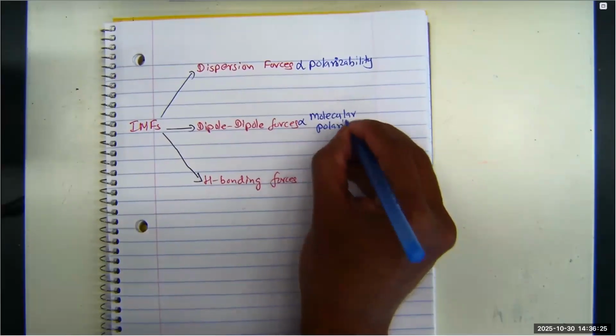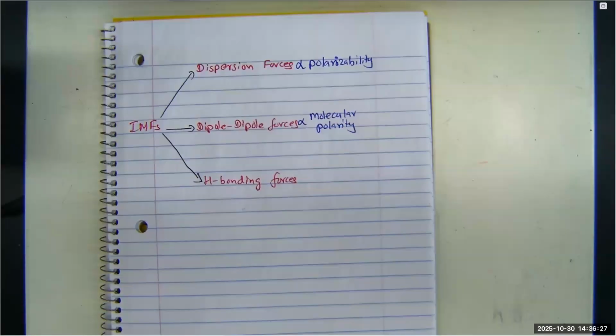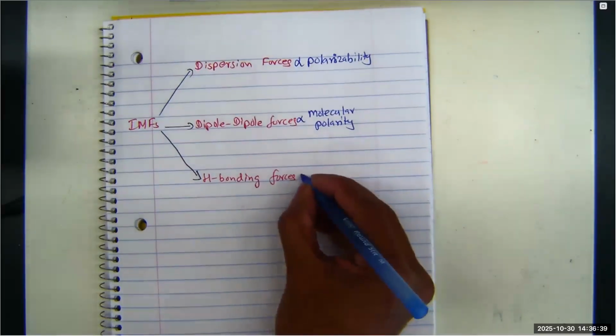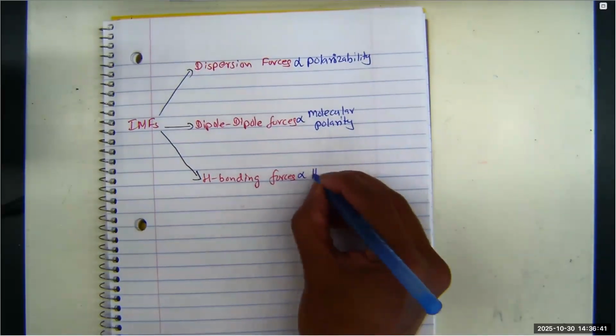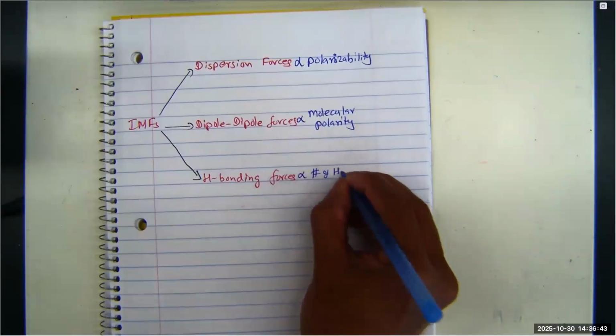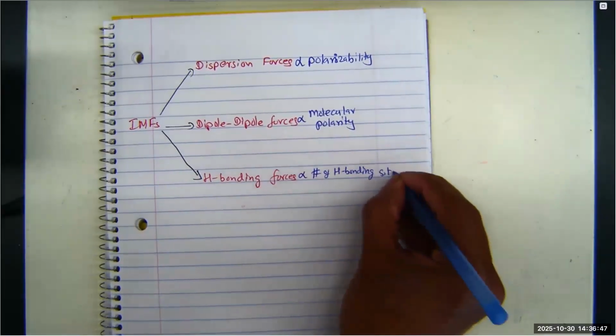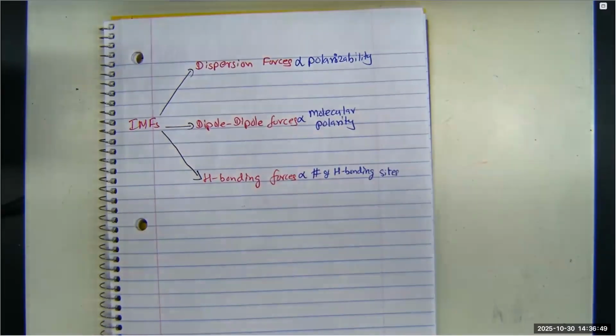molecular polarity. So the thing to keep in mind is when I say net dipole moment, I'm still referring to the molecular polarity. Okay. So the idea is, the greater the molecular polarity, the stronger the dipole forces. And then the hydrogen bonding forces strength depends on the number of hydrogen bonding sites.